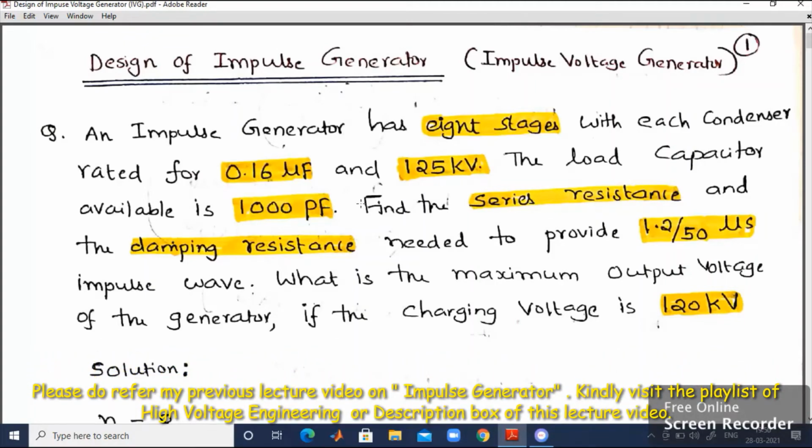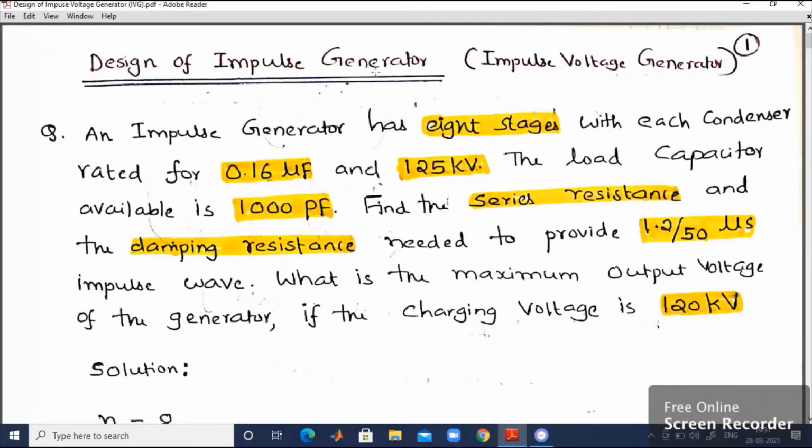Dear all, in this video I'll be discussing the design procedures of impulse generator. Before explaining the design, the working was explained in my previous video and the video link is given in the description box. Kindly go through that particular video link so that you can understand how an impulse generator operates, how it works.